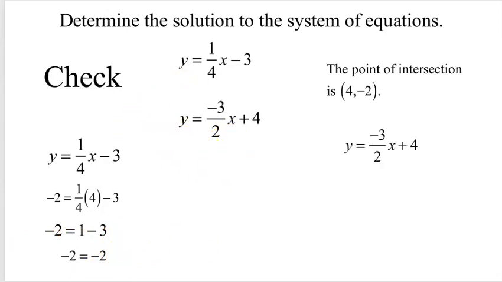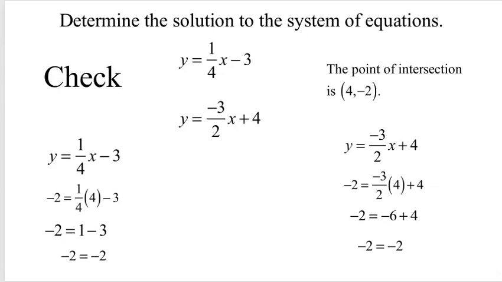We should check both. The second equation, y is -3/2 x plus 4. Let y be -2 and x be 4. -2 is -3/2 of 4 plus 4. Let's talk about -3/2 times 4. 3 times 4 is 12, divided by 2 is 6. A negative times a positive is negative, so that would give us -6. -2 is -6 plus 4. -6 plus 4 is indeed -2. So both checked, therefore we are certain that our point of intersection is 4, -2.